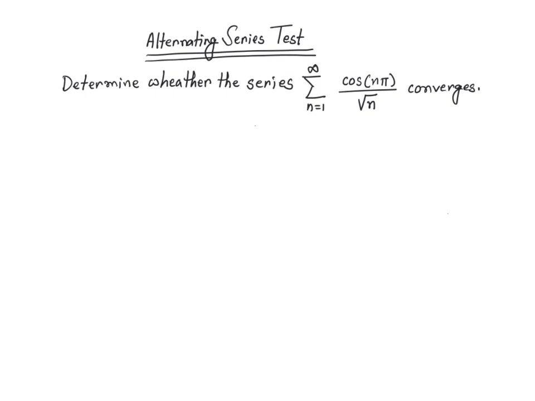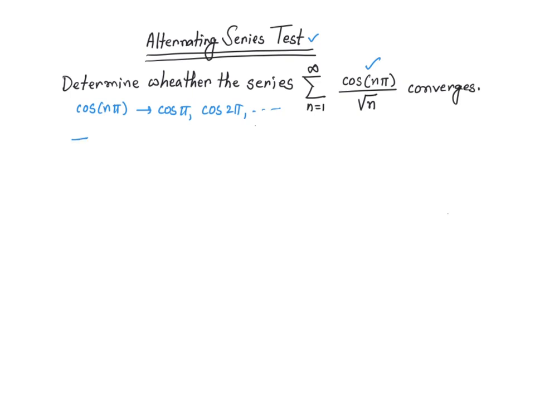In this video, I'm going to use the alternating series test to determine whether this series converges. Let me go ahead and rewrite this series by observing this. Look, cosine n pi is nothing but cosine of pi, cosine of 2 pi, and so on and so forth, right? So it goes between -1 and +1.